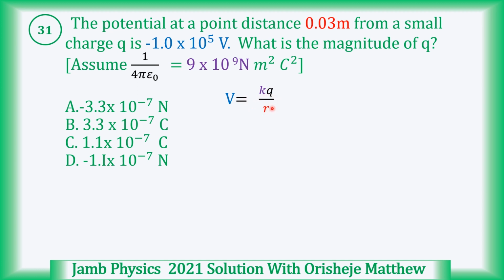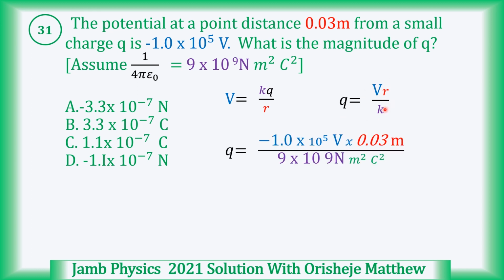So substitute. 1 over 4 pi epsilon naught, that is your value of K. We are looking for Q. So Q is equal to VR over K. Substitute your value, and that will give me 3.33 times 10 raised to the power minus 7 coulomb. So the answer is A.